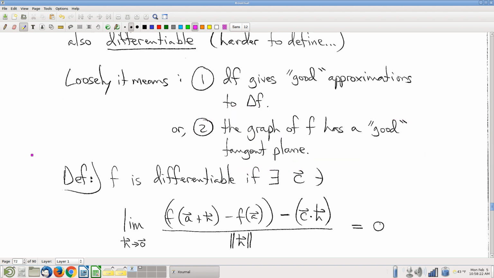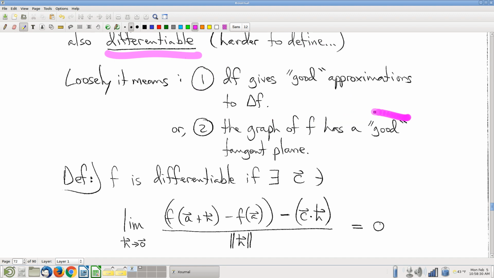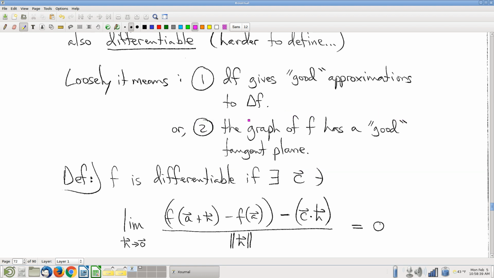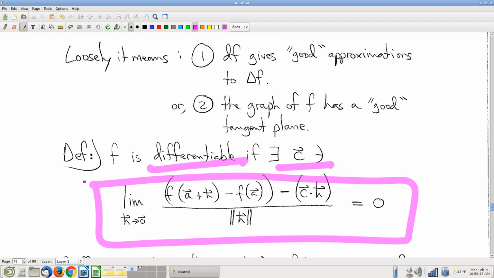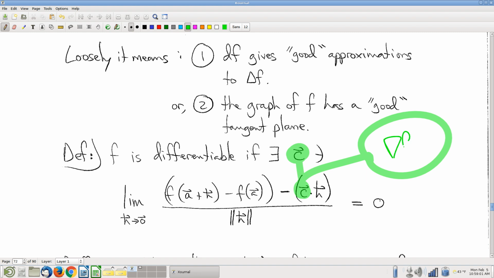So think of these as bits of good news. If you know a function is differentiable, then that means that your differential is good. Is it going to be a good approximation? It means that there is a tangent plane that is geometrically exactly what you would think it is. So it's all shaping up to be good stuff. The way we write this down, though, is that a function is differentiable if there exists some vector that makes this multivariable limit equal to 0. Now, if there is such a vector, hopefully it's no surprise that that vector is the gradient of f.